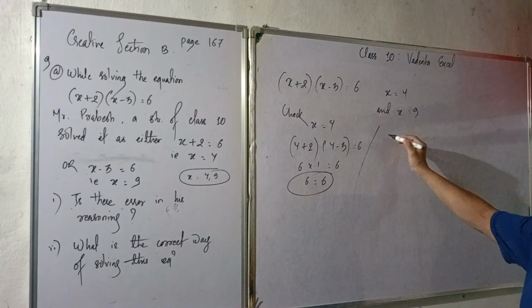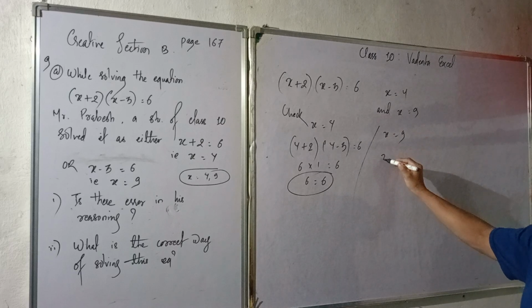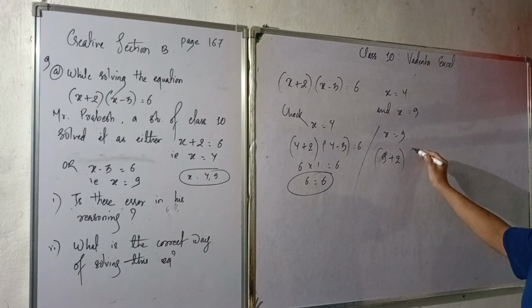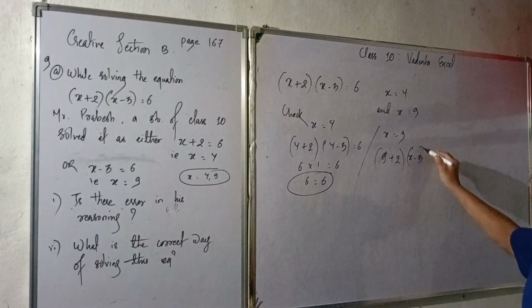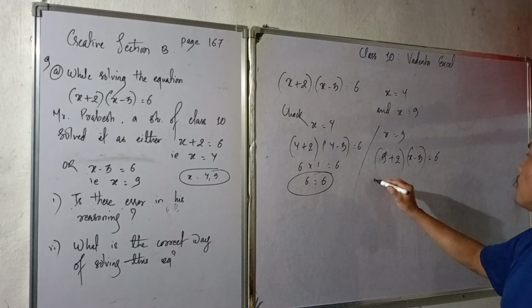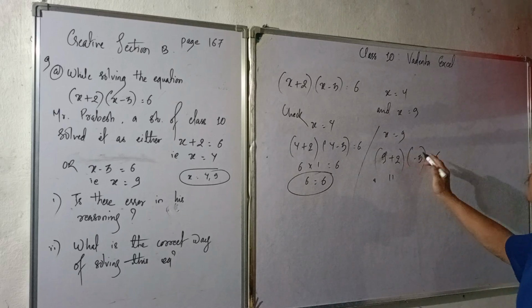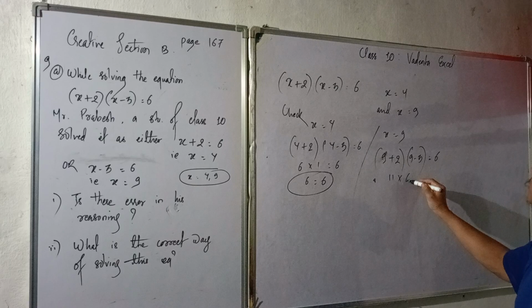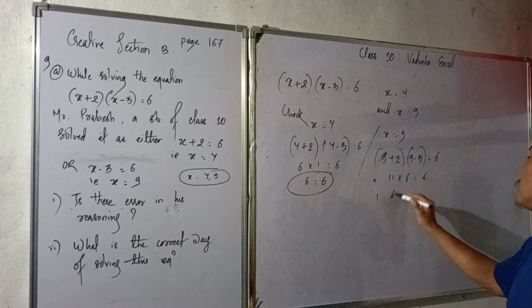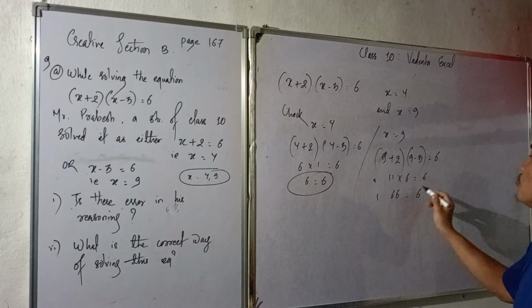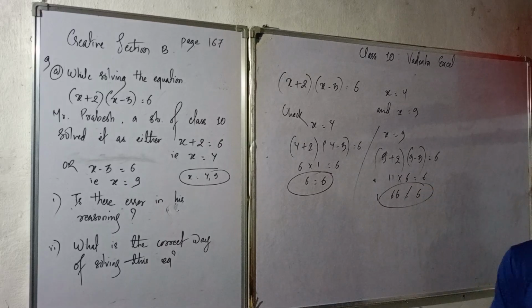Now again check for x = 9. Let's see. 9 plus 2 and another will be x minus 3. 9 plus 2 is 11, 9 minus 3 is 6. So this becomes 66. Now there is an error here. 66 never equals 6. There is an error. You just got to know that.